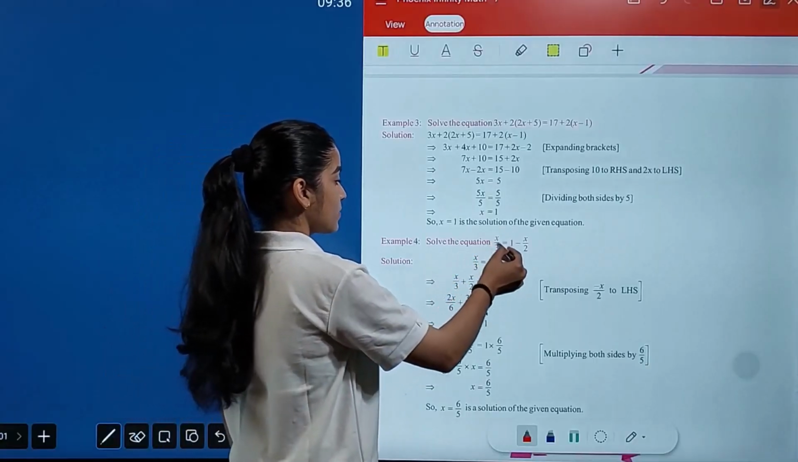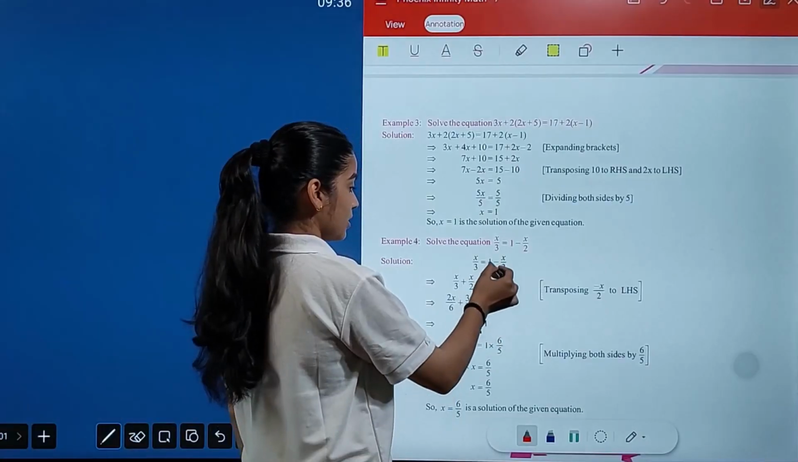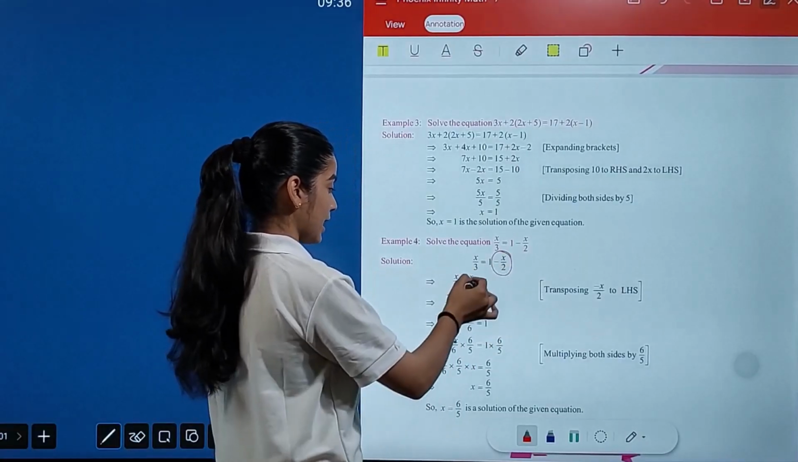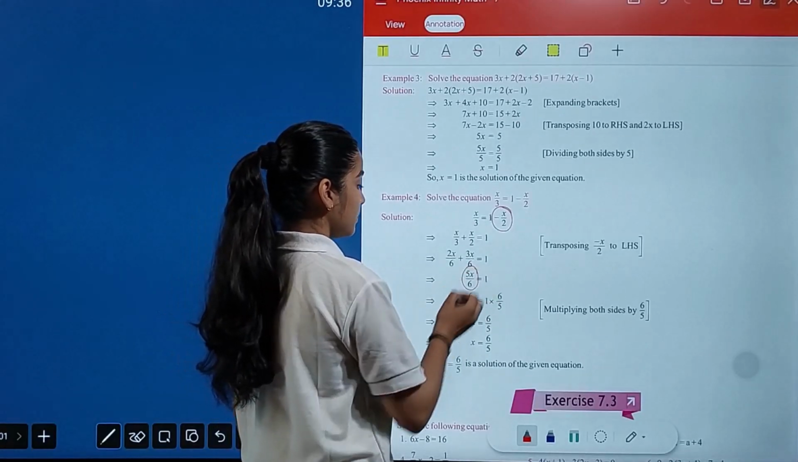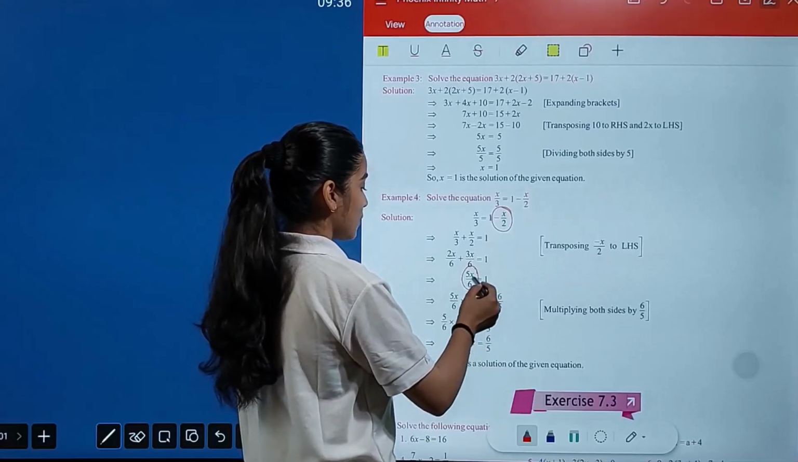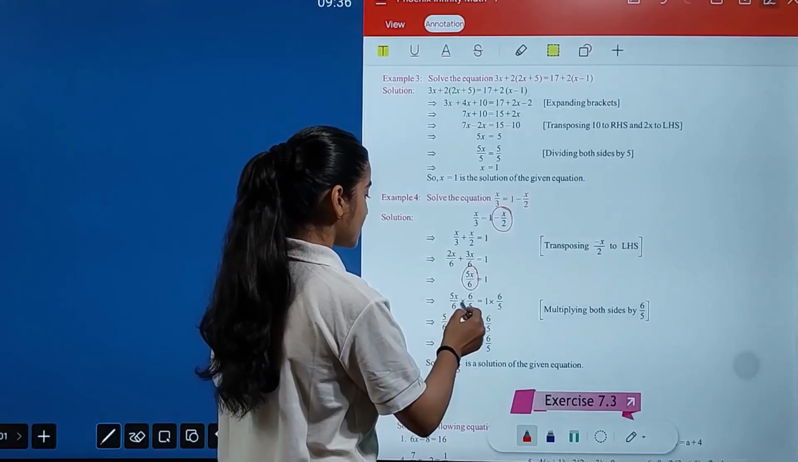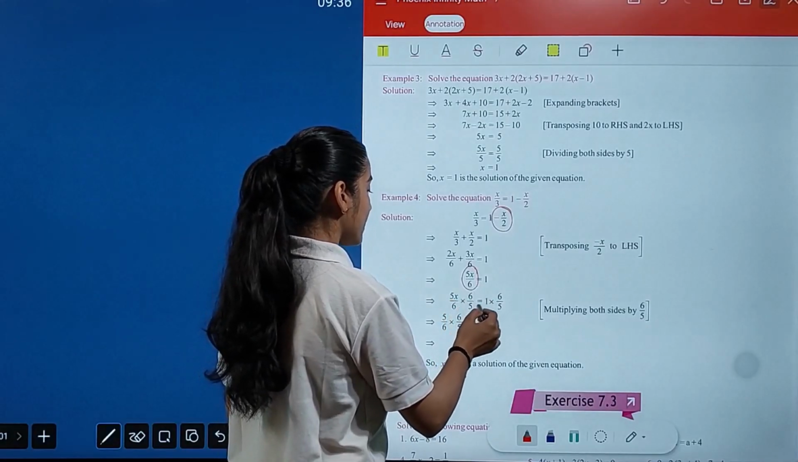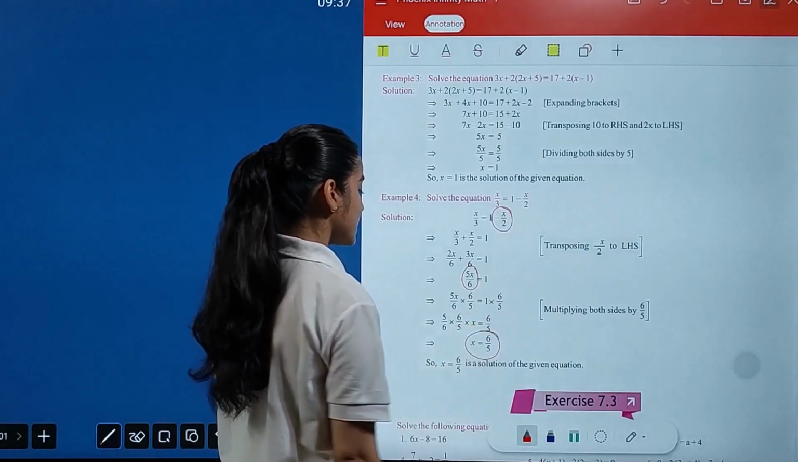Solve the equation x by 3 is equal to 1 minus x by 2. In this case, this minus x by 2 will be shifted towards the left hand side and we have to add them together. By adding them together, you get 5x upon 6 is equal to 1. So we have to multiply 5x by 6 by 6 and 1 by 6 by 5. Your answer is equal to 6 by 5.